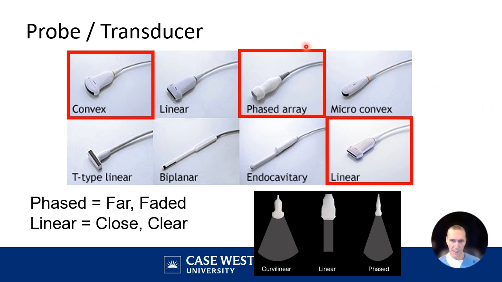So these are the probes you're going to use. The phased array when you're looking at the heart, and actually the phased array can look into the abdomen as well. The linear, maybe when you're putting in a line, can look at the lung with this, but that's really what you're going to use those for.